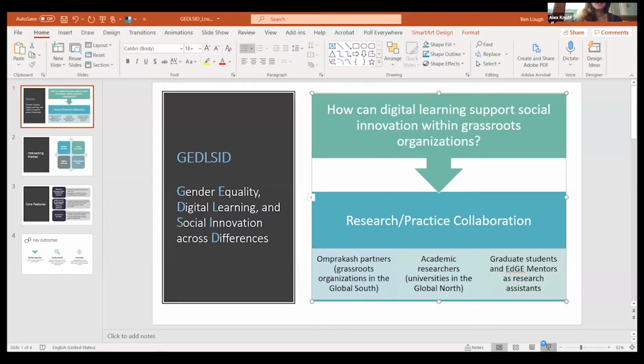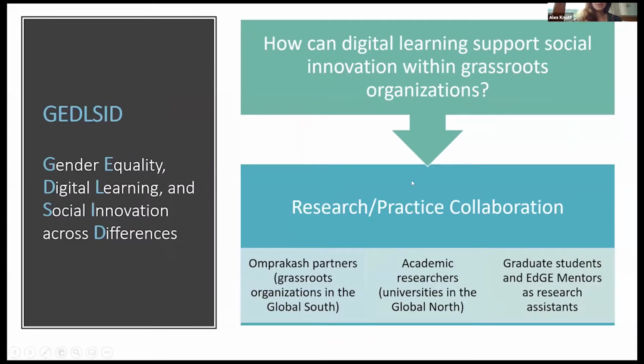world. And so today we're going to start by presenting the case study, one of our projects, which is called GEDLSID for short, and stands for Gender Equality, Digital Learning, and Social Innovation Across Differences. So this is a multi-year transnational action research project, which involves 4 Amprakash partners in Malawi, Nepal, Kenya, and Mexico, as well as scholars and practitioners from the University of Illinois and University of Ottawa.